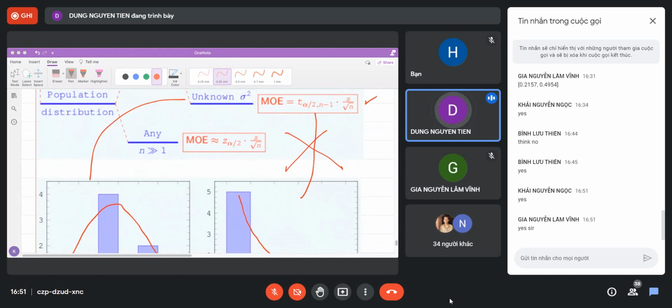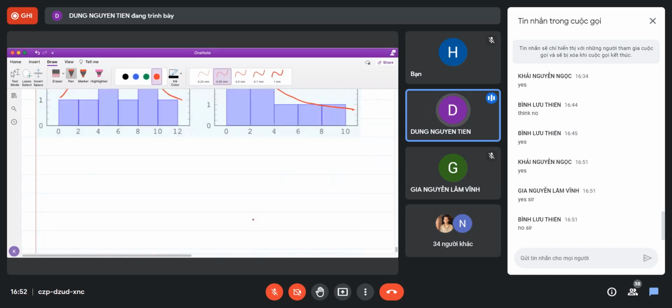Do you have any other questions before we move to the next chapter? Move on to the next chapter. In the next chapter, I'm going to talk about hypothesis testing.